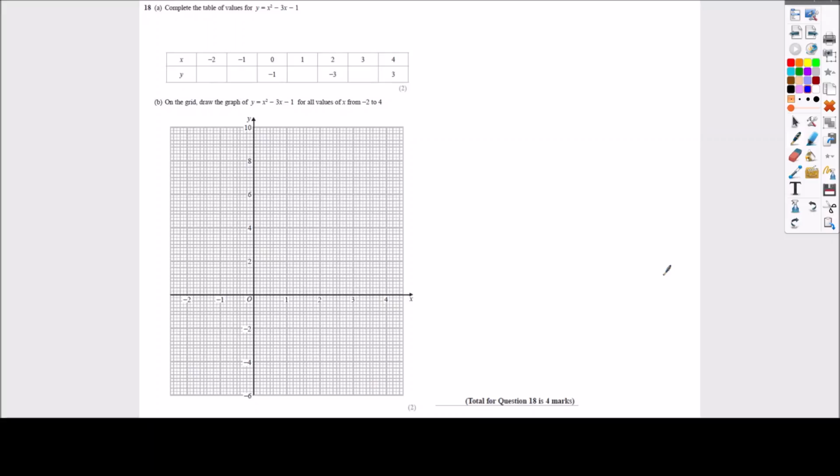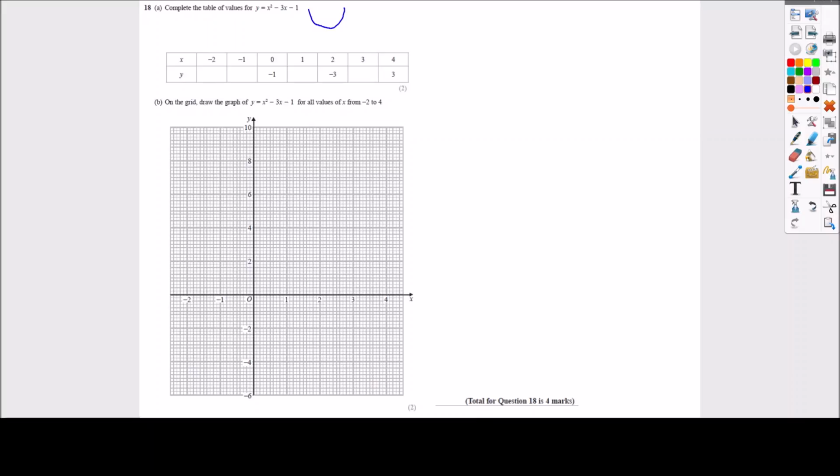Question 18. Now, when we draw one of these cubic graphs, that means when we've got an x squared, some x's and some numbers, if you've got a positive x squared, you're going to get a positive parabola. The shape's going to be a smiley face. Now, that's always going to have some symmetry. So as we work out these y values, start looking out for any repeated y values.